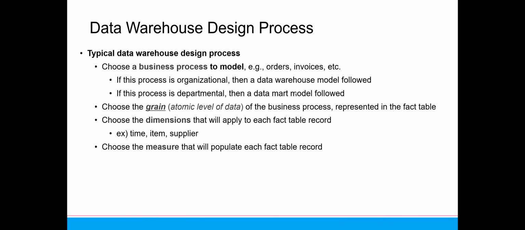In the data warehouse design process, we need to understand the typical design process. We need to choose the business process, for example, orders. The orders is the data that we already learned in the previous section, about the transaction or the invoice. If the process is organizational, then a data warehouse model follows. If the process is departmental, a data mart model follows.